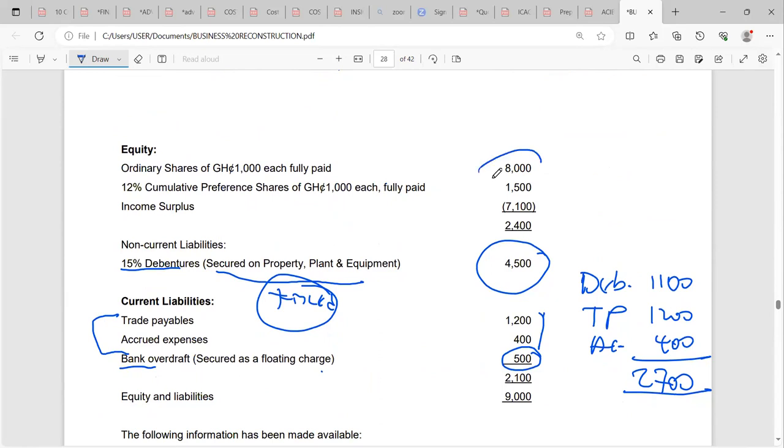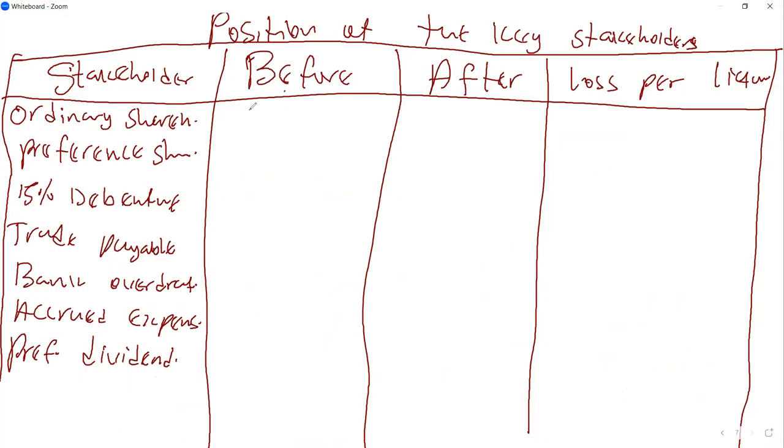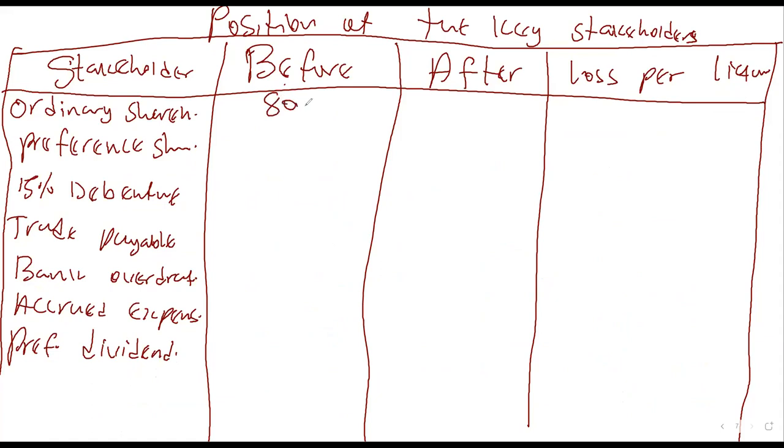So ordinary shareholders is 8,000 before. Preference shareholders is 1,500. Don't forget the reporting currency is in millions. The 50% debenture is 4,500. Remember, trade payable is 1,200. Bank overdraft is 500. Accrued expenses is 400.